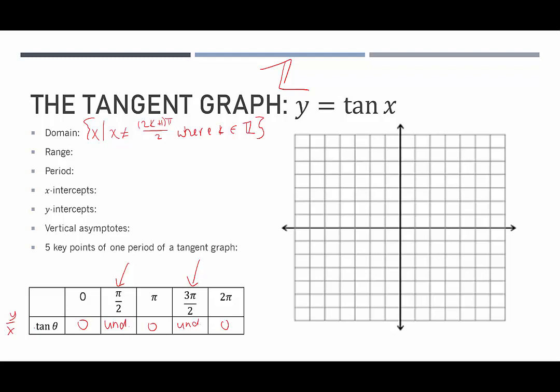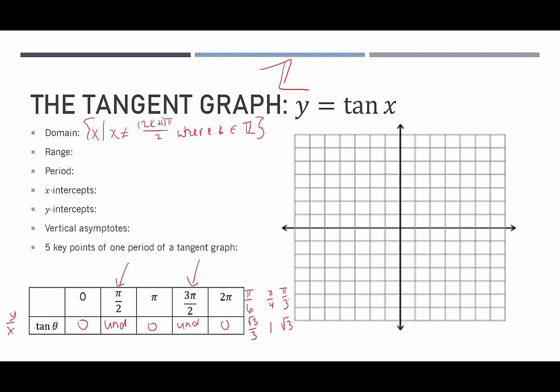Okay, so let's look at the range. It looks like the range is just 0. That doesn't seem right. Let's look at some other values just so we can compare. So let's start with pi over 6, which would be 30 degrees, and tangent of pi over 6 would be root 3 over 3. Pi over 4, tangent's 1, and pi over 3, tangent is the square root of 3. So we do see that there are some other values, and those are just the very common ones. Those are not the only ones.